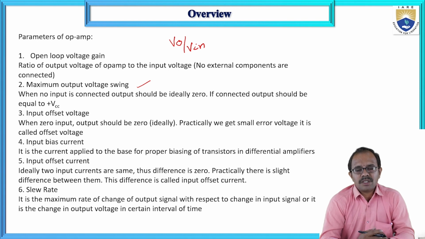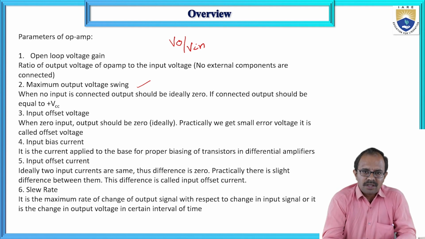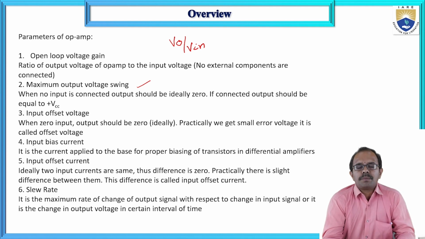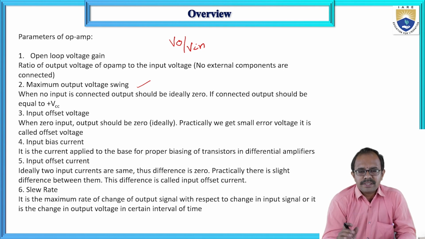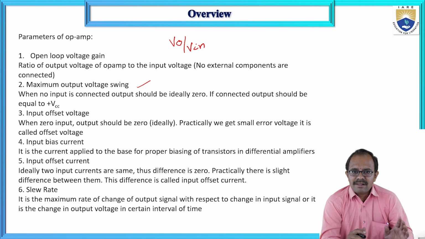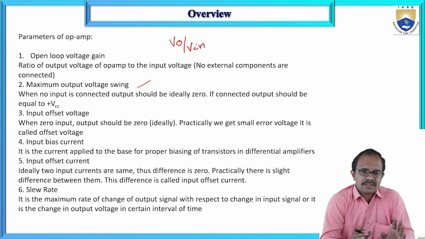That should be equal to the VCC, nothing but positive biasing, nothing but the biasing input. That is nothing but the maximum output voltage swing. Ideally, this output should be equal to VCC, but it should be at least approximate to that of your VCC. So what is meant by the maximum output voltage swing? Under no input conditions, ideally output will remain 0.